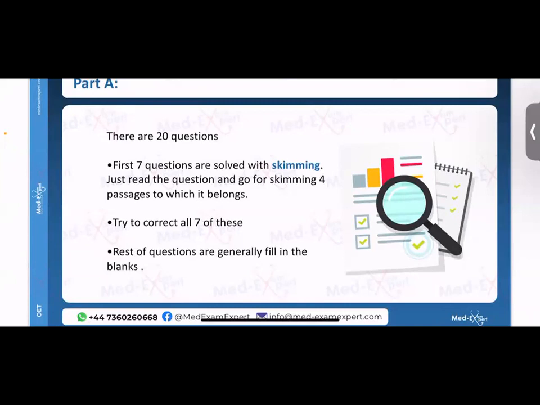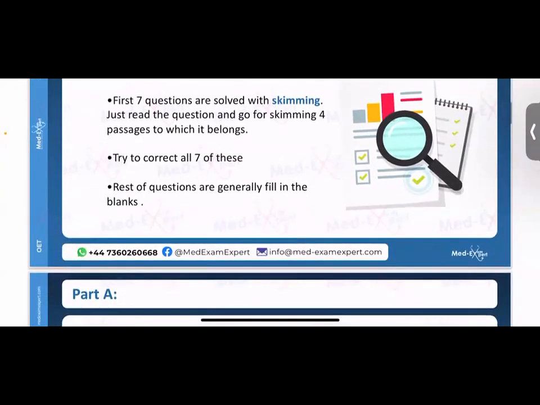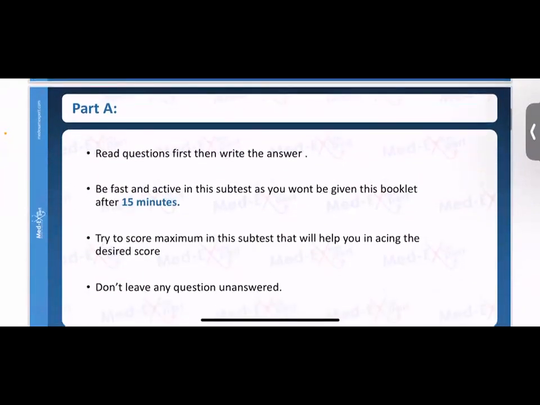You may get an idea of the crux of this passage, and you may get an idea from the heading of the passage as well, because all the 4 passages given in part A for the first 7 questions have a heading above. So you may get an idea from there as well of what should be written in the paragraph. Try to get all 7 of these correct. The rest of the questions are generally fill in the blanks. Part A, read questions first, then write the answer.